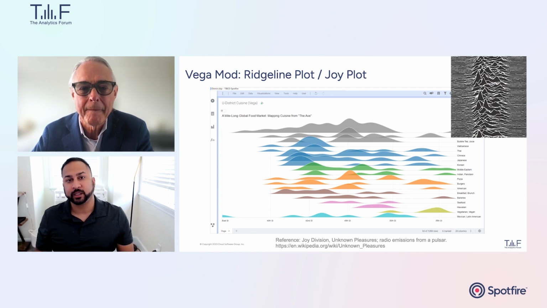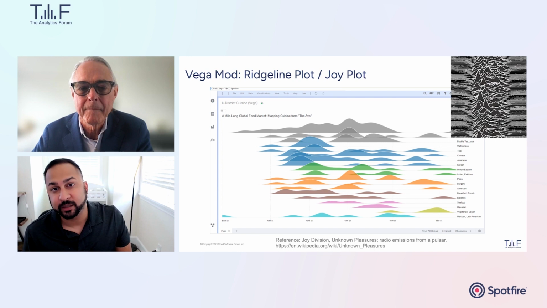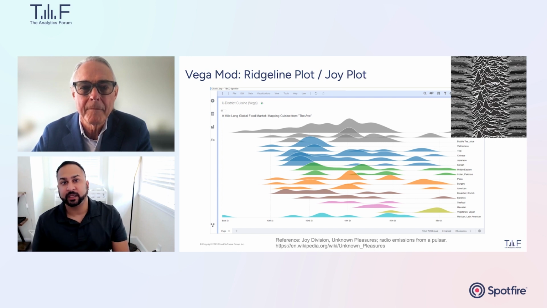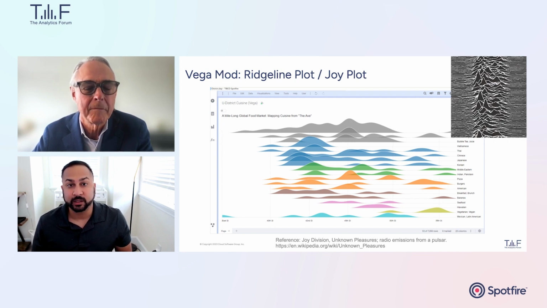And this Vega mod, I just want to mention, was built in 15 minutes. So it doesn't have all the bells and whistles, but it's a good starting point. So it's very quick to make new mods with the Vega template that's in R&D.